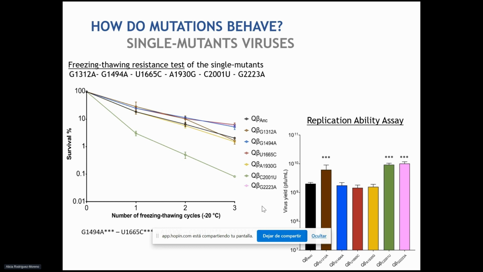because, as I said before, there are 2 selective pressures acting on the virus. To test that question, we do a replication ability assay. And we saw, in this case, the mutations 1312, 201, and 2223. So we can say that there is a balance between mutations that are conferring better stability to the viral capsid to resist freezing and thawing, and mutations that, on the other side, are improving viral production in the population.